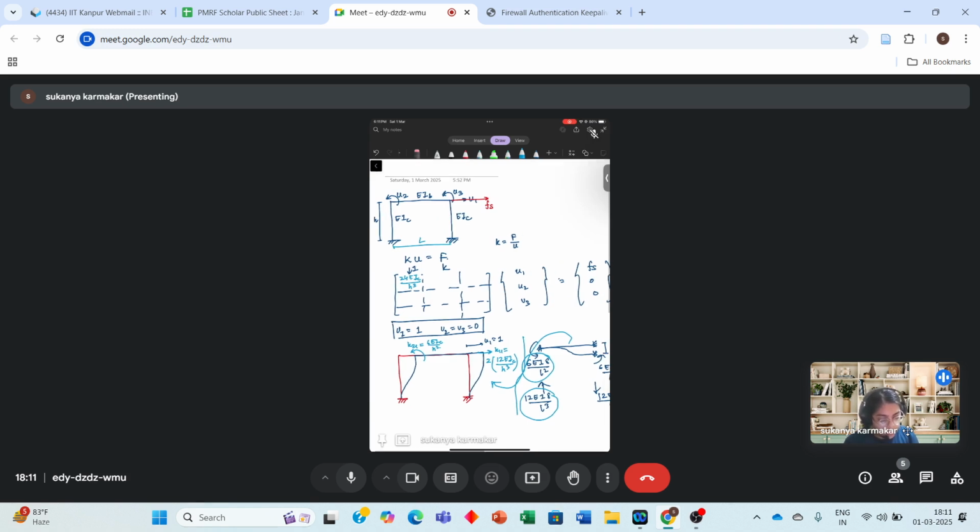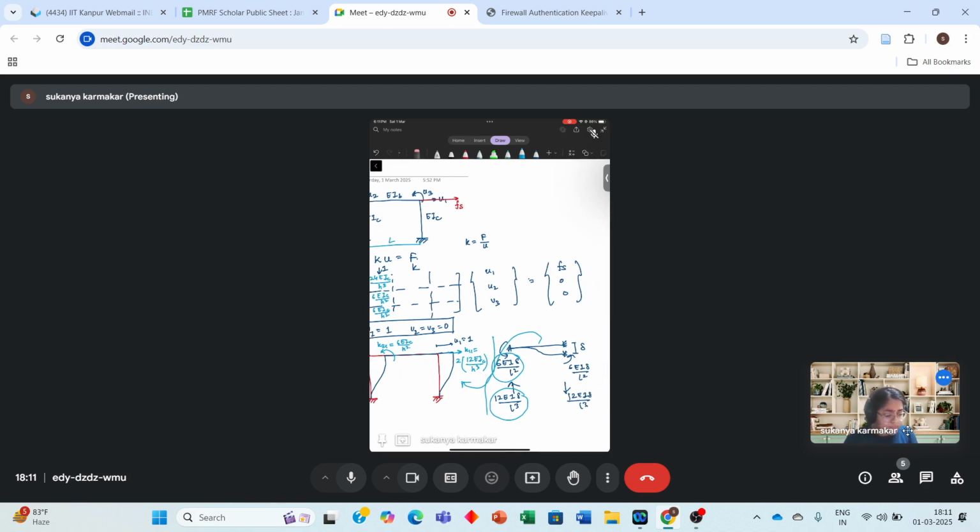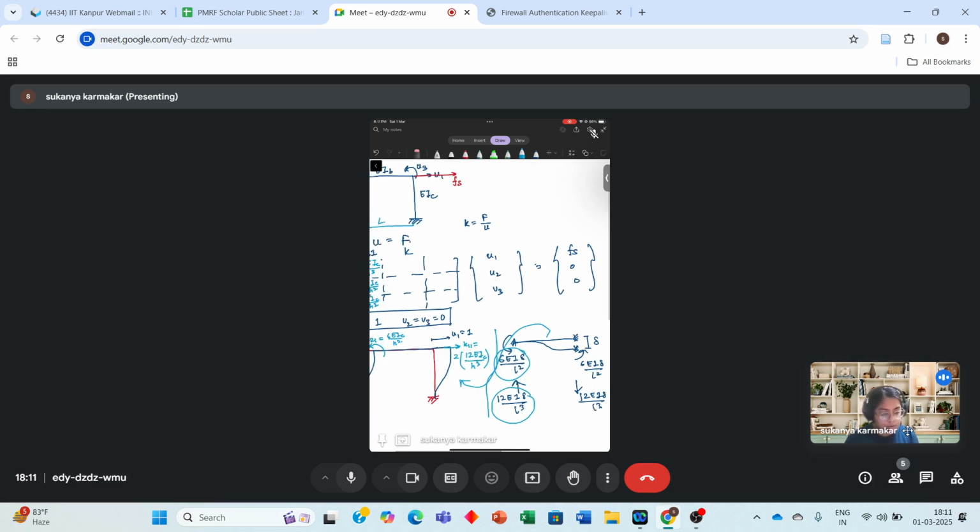So in this way, and even this will be 6EIc by h square. And you can populate the entire matrix. So what you want is just the lateral stiffness of the frame, that is the stiffness corresponding to this u1 degree of freedom.